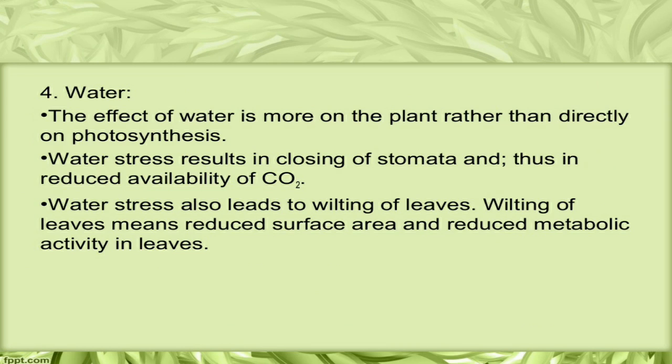Fourth is water. The effect of water is more on the plants rather than directly on photosynthesis. Water stress results in closing of stomata and thus in reduced availability of carbon dioxide. Water stress also leads to wilting of leaves. Wilting of leaves means reduced surface area and reduced metabolic activity in leaves.